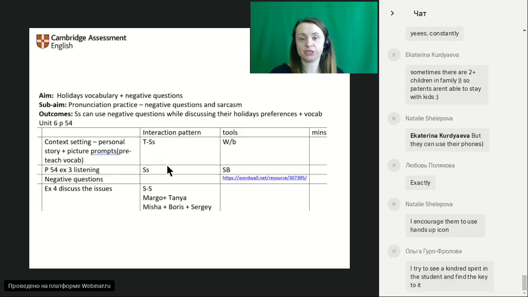I plan the interaction pattern here. And I plan people. So at the very beginning, I see how many people I have, and then I might change my plan, or I just take notes during the lesson. I take notes about, again, quality, the internet connection, quality of the sound, and things like that.